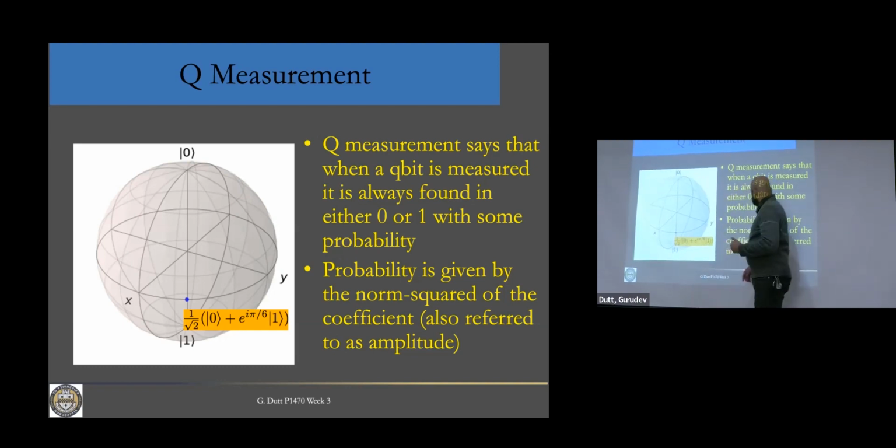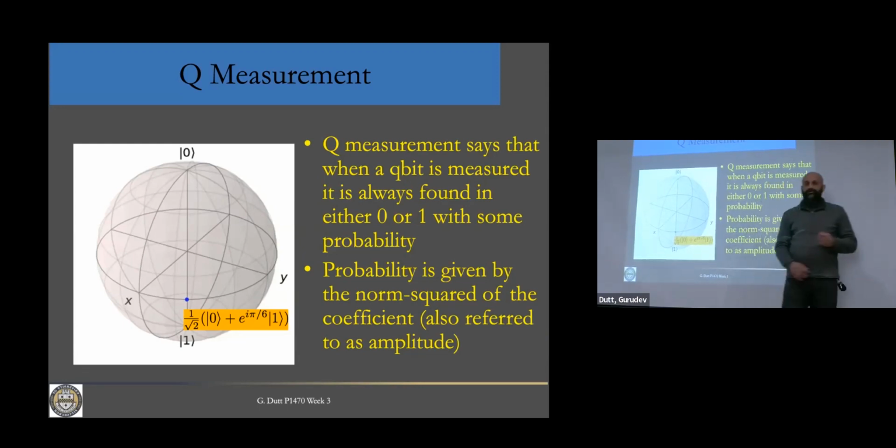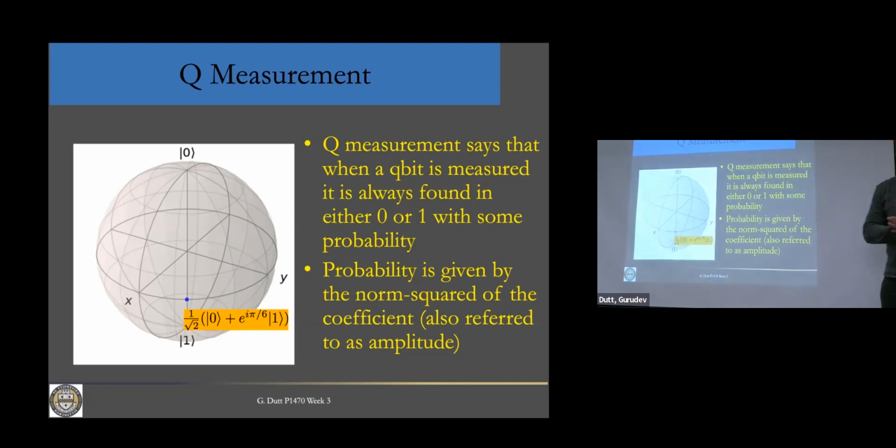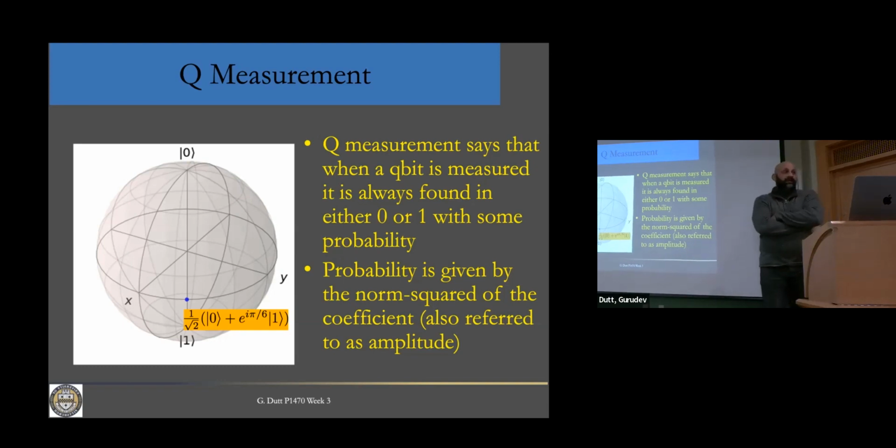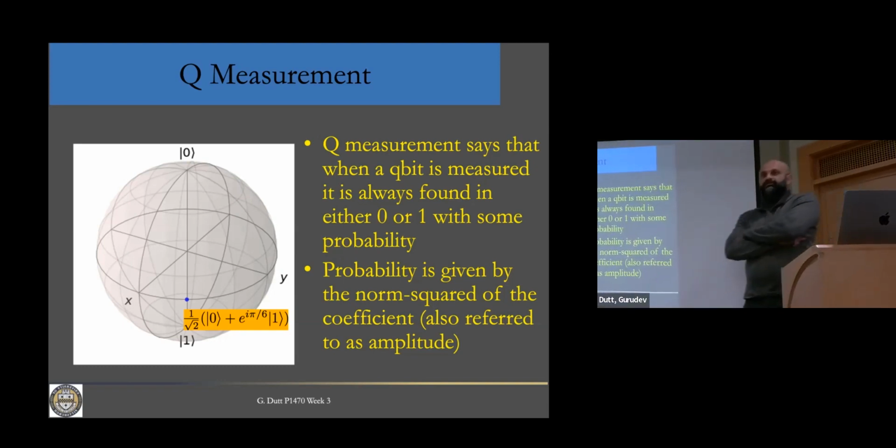Okay. And the probability to find it in the state 1 is now the norm squared of 1 over root 2 e to the I pi over 6. Okay. Now, what is the norm squared of that? E to the I pi over 6 divided by square root of 2, norm squared. What is that? Yes, 1/2 also. Do you understand why? Because the norm of e to the I pi over 6, do it once.